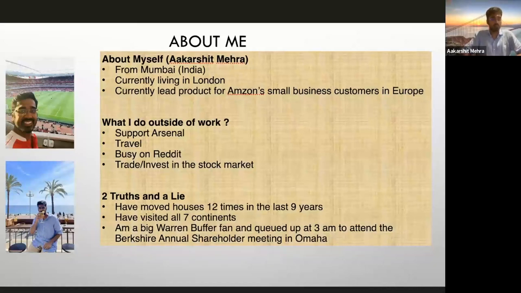Outside of work, I'm a huge Arsenal fan. So this season, luckily, I got a season ticket, so I've been visiting a lot of games. My wife and I are both huge travel buffs, and that was one of the reasons we decided to make the move from Seattle to London so that we could explore around Europe. I'm also very active, I would say, on Reddit. I have about 50K karma, which obviously tells you how active I am on Reddit. And lastly, I enjoy trading and investing in the stock market.